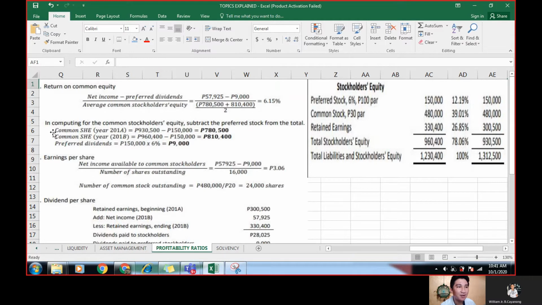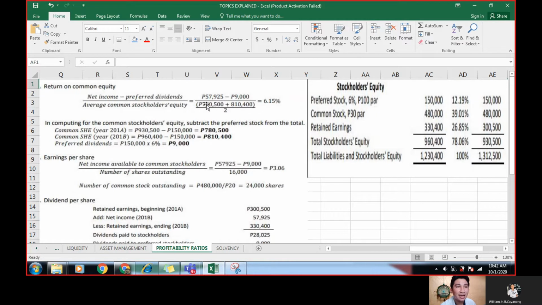Now, below are the solving. So we have common shareholders equity. So 930, ito, on the previous year, less lang natin tong 150 na to. So 930 minus 150 is equal to 780,500, kaya siya naging 780,500 dyan. Now, on the current year, 960 siya. Tingnan niyo, 960 yan. Ima-minus na natin, or i-deduct lang natin yung preferred stock, kaya naging 810,400 siya.